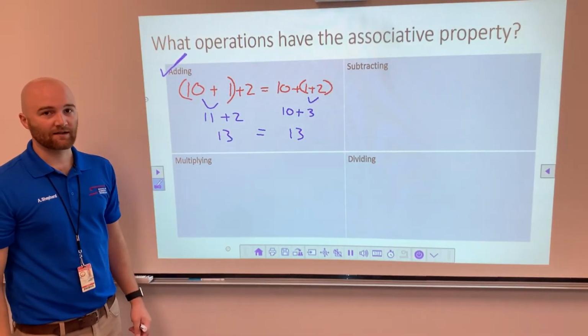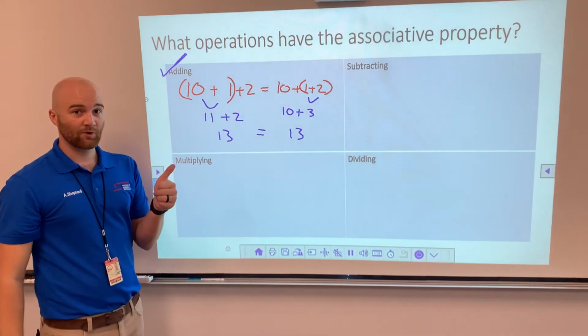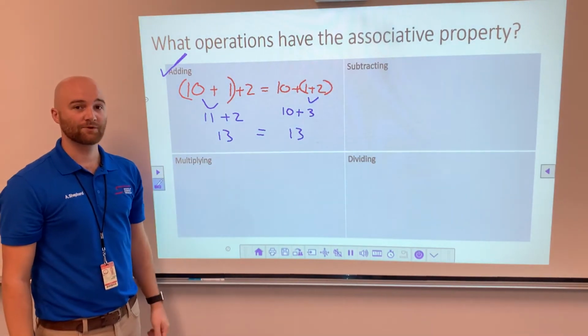Let's try for subtracting. Remind yourself, did you think it was going to work or it wasn't going to work for subtracting?